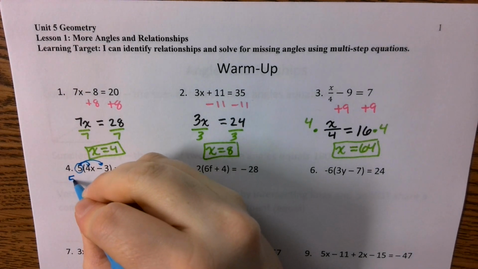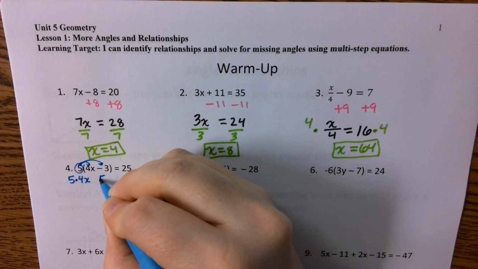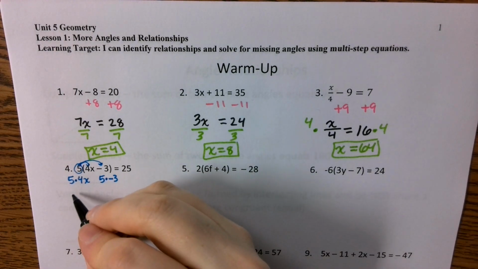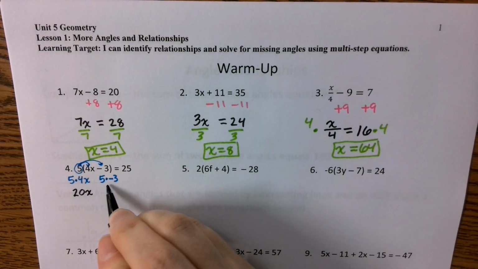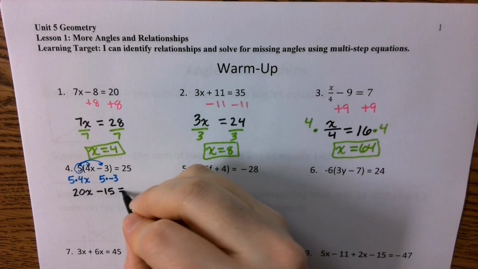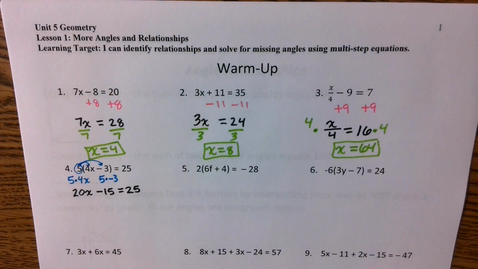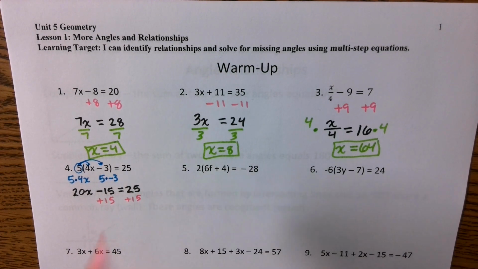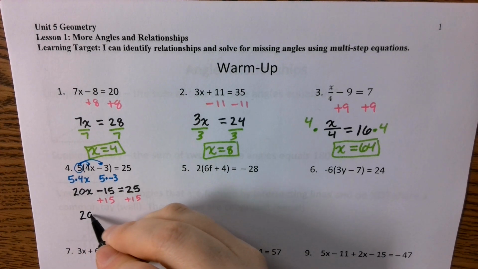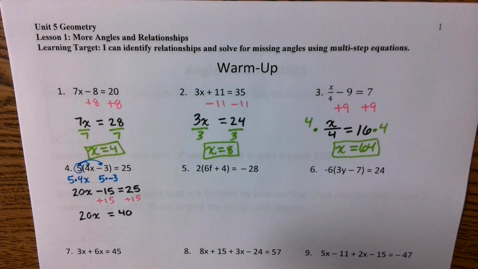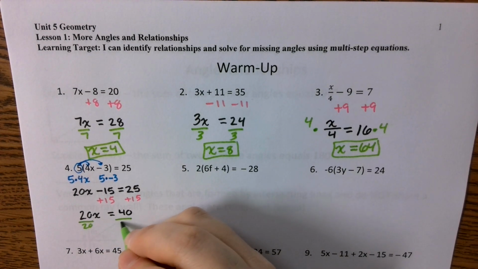Okay, so that's 5 times 4x. And 5 times negative 3. When we do 5 times the 4x, that's going to get us 20x. When we do 5 times negative 3, that gives us a negative 15, so it acts like a minus 15, and that is equal to 25. Then we just have our 2-step equation to solve from there. We would add 15 to both sides. That's going to leave us with 20x is now equal to 40. And then we would divide both sides by 20. And get x is equal to 2.